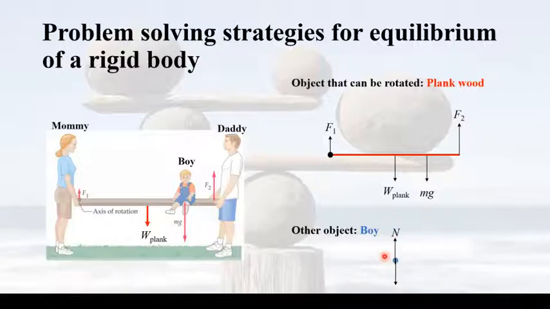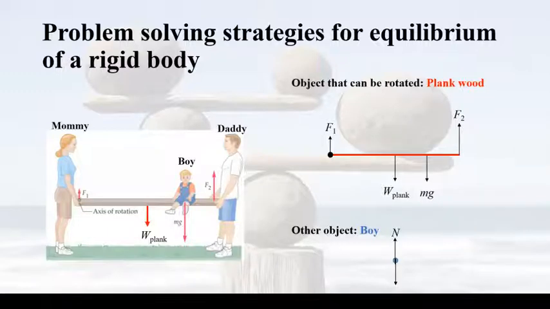But you seldom need this one, unless the question wants you to calculate the weight of the boy first, before you solve the question. Otherwise, you don't even need this free body diagram. The most important free body diagram is the one for the plank wood. Remember, when you sketch it, you only take into consideration the forces acting on the plank wood: F1, F2, W plank, and mg. That's it. If you need another free body diagram, you sketch it separately.